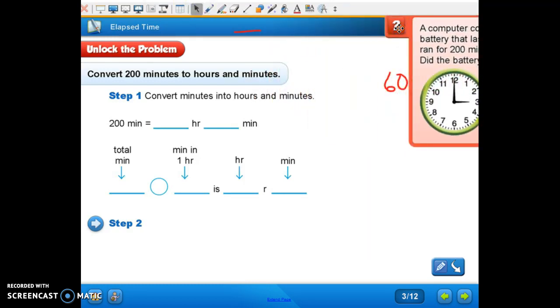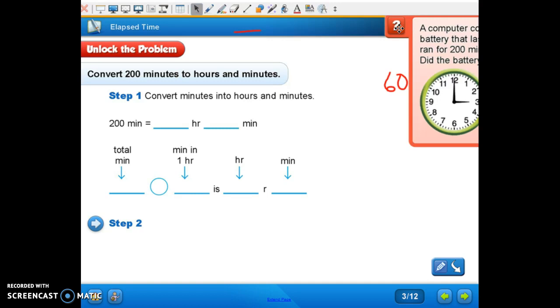Step 1, convert minutes into hours and minutes. So how am I going to convert 200 minutes into hours and minutes? Minutes to hours? Yes, 200 minutes to hours. I don't want to know what it is, I want to know how I'm going to do it. How are you going to do it?